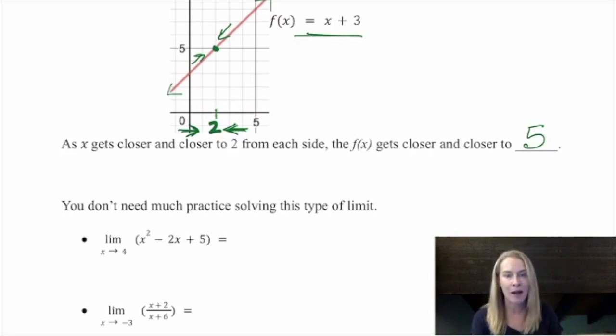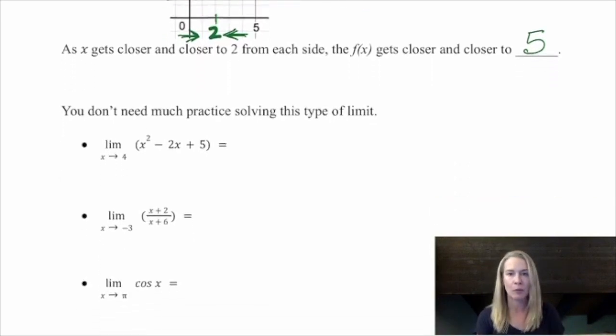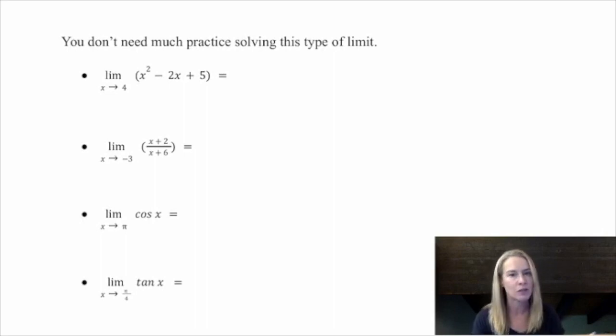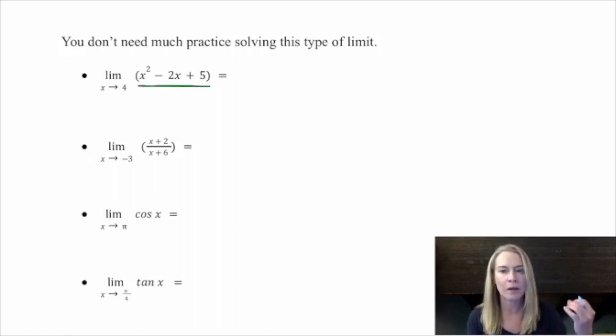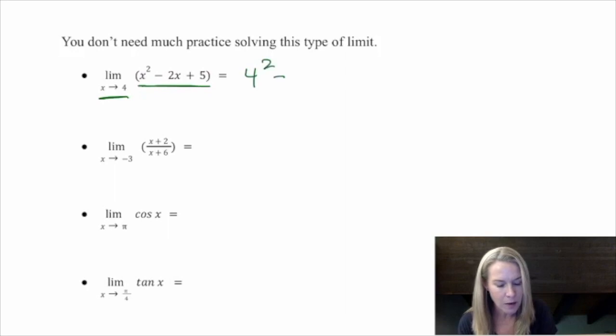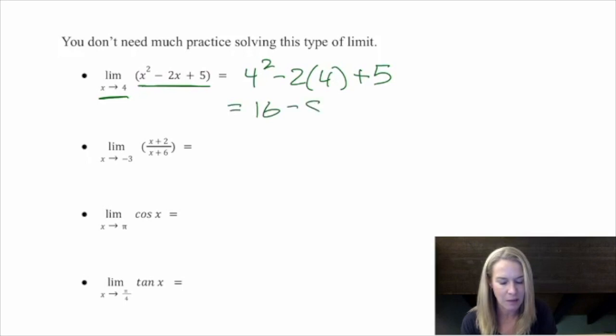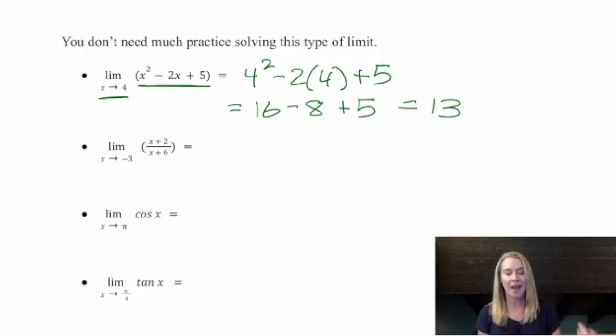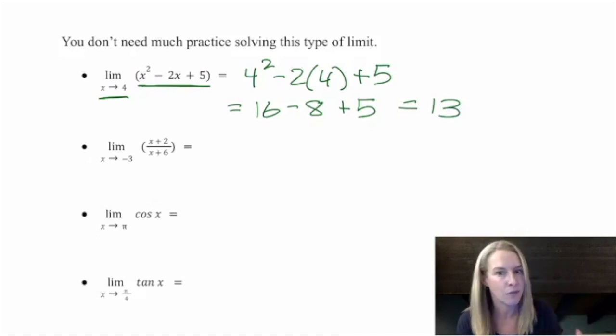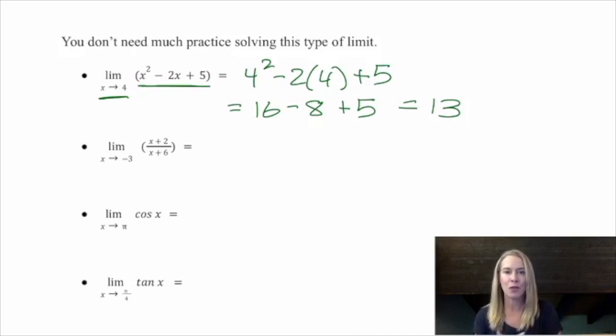So you don't need a ton of practice on these types of problems. I have a couple examples here below that are pretty simple, but I'll walk through them anyway just to make sure it's crystal clear. The first problem says, where is this parabola, this function x squared minus 2x plus 5, where's the graph heading when x gets closer and closer to 4? Let's try plugging 4 in. So we do 4 squared minus 2 times 4 plus 5. And of course that is going to give us 16 minus 8 plus 5, which is 13. What that tells us is when x gets closer and closer to 4, in fact when x is 4, the output value on that parabola is 13.